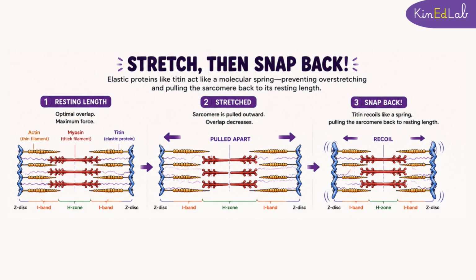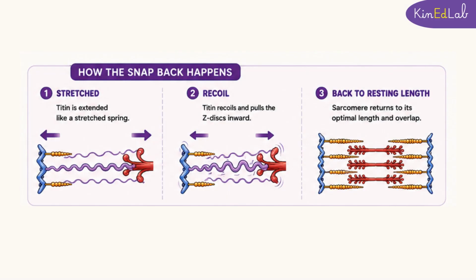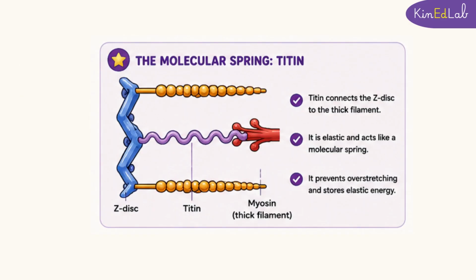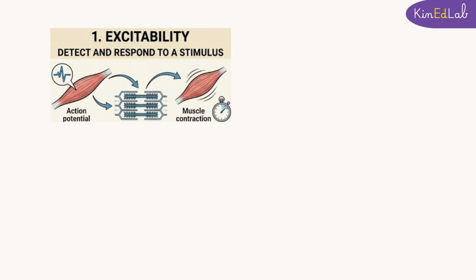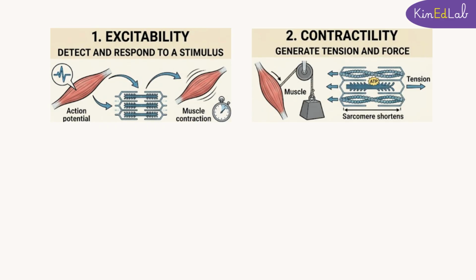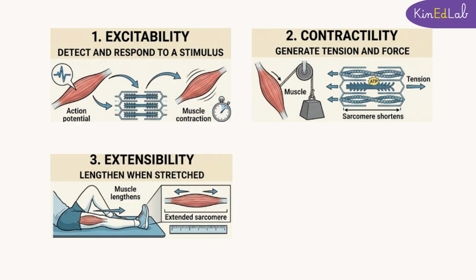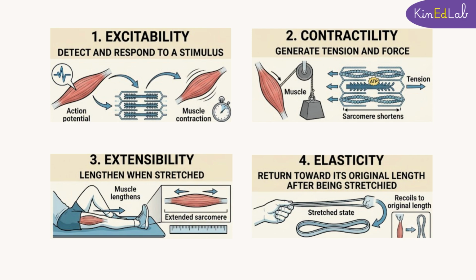Your muscle is not a rubber band, of course, but it does contain elastic components that allow it to store and release mechanical energy. And even within the sarcomere, the structural proteins contribute to its elastic behavior. One particularly important protein is titin. Titin acts like a molecular spring within the sarcomere. When the sarcomere is stretched, titin contributes to passive tension and helps the structure return towards its resting configuration. So let's put everything together. Your muscle cells can detect and respond to stimulus, generate tension and force, lengthen when stretched, and also return towards their original length after being stretched.